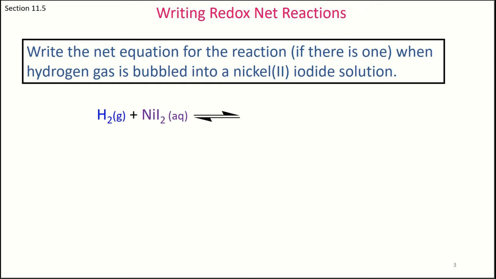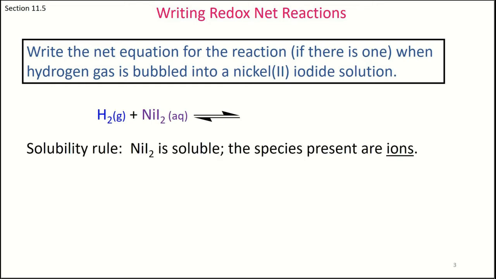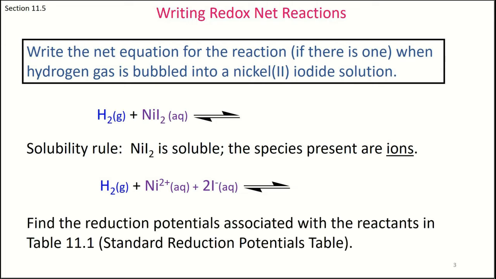Considering I've been given a solution, the first thing I want to do is check my solubility rules. And in fact, nickel 2 iodide is a soluble ionic compound. So this will exist as separate aqueous ions. So what we really have in this example is shown here: hydrogen gas, nickel 2+ aqueous ions, and iodide aqueous ions.